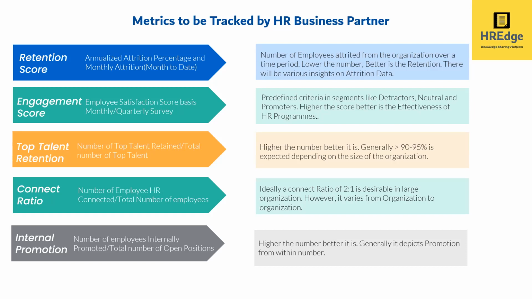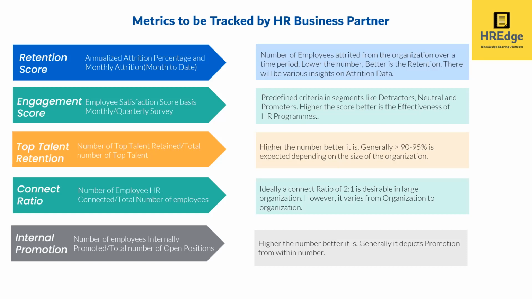In big organizations, at least touching base with an employee on a yearly basis is desirable. In smaller organizations, it may be a 3:1 ratio, of course. However, it varies from organization to organization, depending on how many HRs are there, what kind of connects they made, etc. It varies on multiple factors.